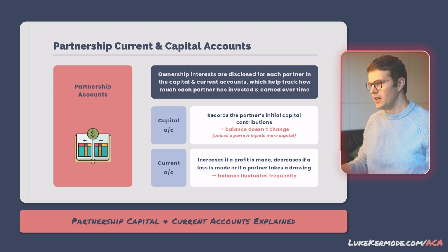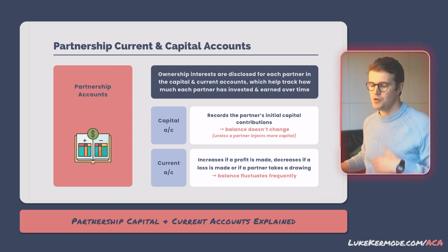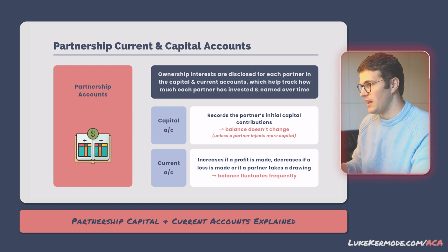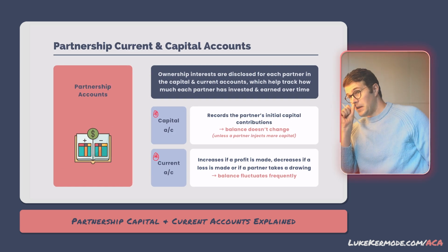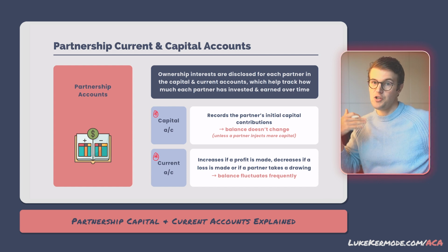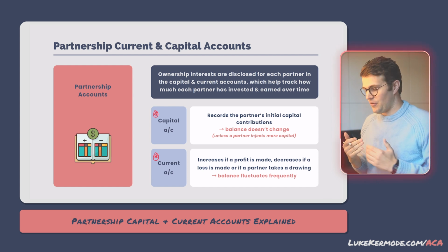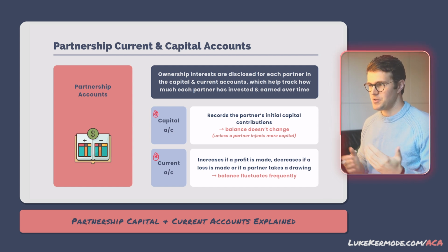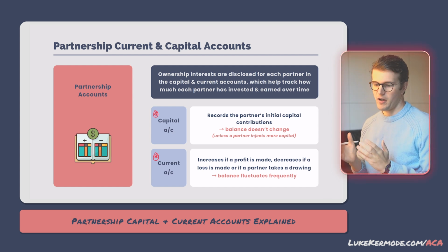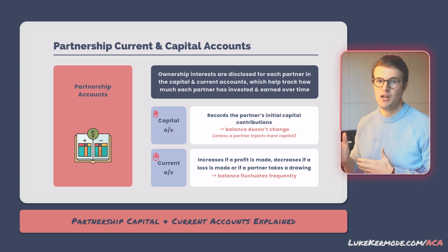Okay, so in a partnership, each partner's ownership interest in the business is disclosed in the financial statements using two separate accounts. We have the capital account and we have the current account. The capital account records each partner's initial capital contribution, essentially the amount they've invested into the business. The balance on each partner's capital account typically doesn't change unless the partner injects or withdraws more capital at a later date. Whereas on the other hand, the current account is where day-to-day movement in ownership interests takes place.